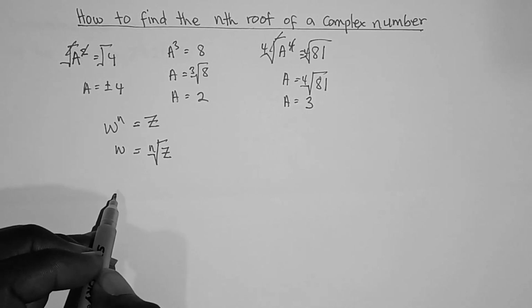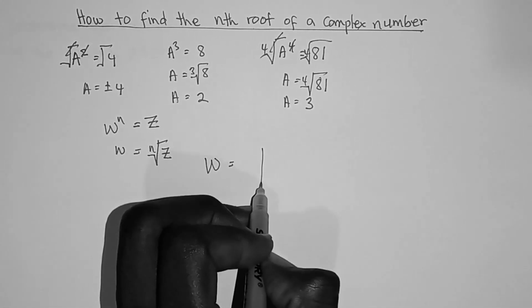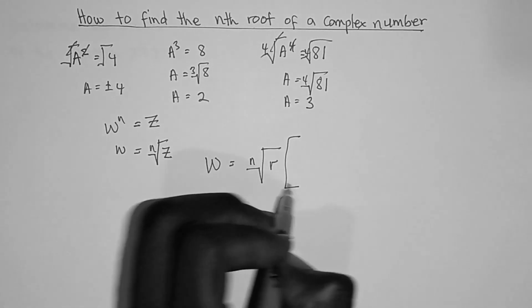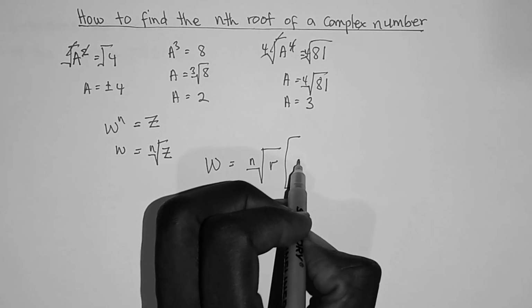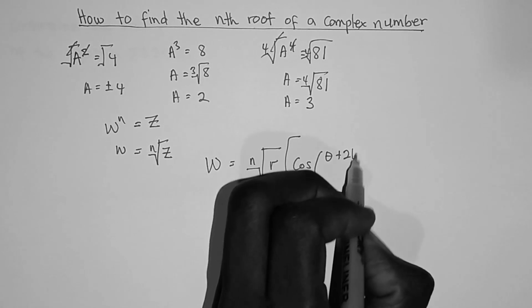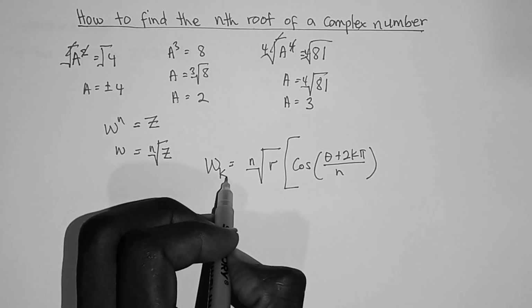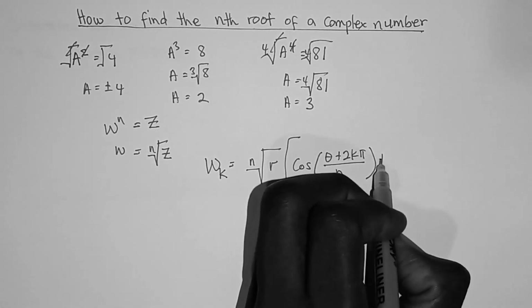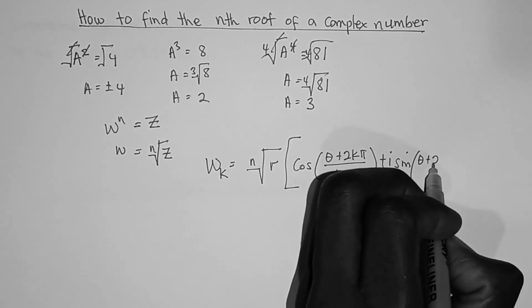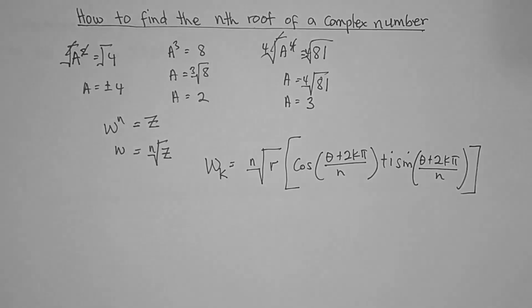The formula for finding the nth root of a complex number is given by w equals the nth root of r times cos into bracket theta plus 2k pi divided by n. So this is wk, then plus i sine into bracket theta plus 2k pi divided by n, bracket close.